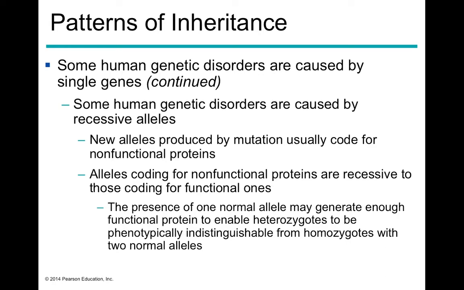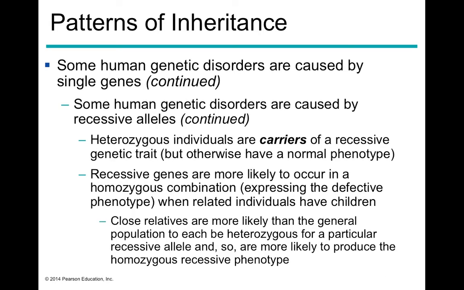So the presence of one normal allele can oftentimes be enough to generate enough functional protein that the heterozygotes are phenotypically indistinguishable from the homozygotes with the two normal alleles, which means that the trait only really shows up, like the white flower color, when you have the homozygous recessive. That means that you can have heterozygous individuals that can be carriers for the recessive genetic trait, but have a normal phenotype on the outside.